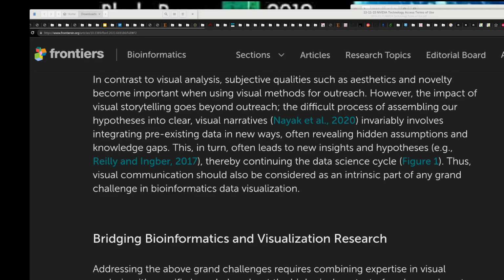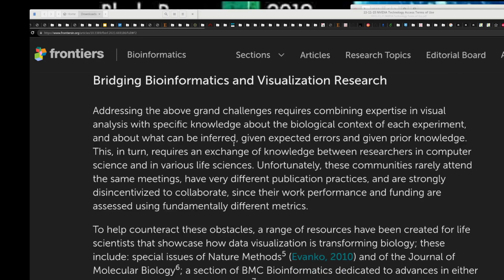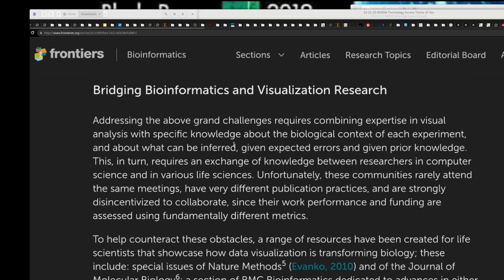Thus, visual communication should also be considered an intrinsic part of any grand challenge in bioinformatics data visualization. Bridging bioinformatics and visualization research. Addressing the above grand challenges requires combining expertise in visual analysis with specific knowledge about the biological context of each experiment and about what can be inferred, given expected errors and given prior knowledge. This, in turn, requires an exchange of knowledge between researchers in computer science and in various life sciences.